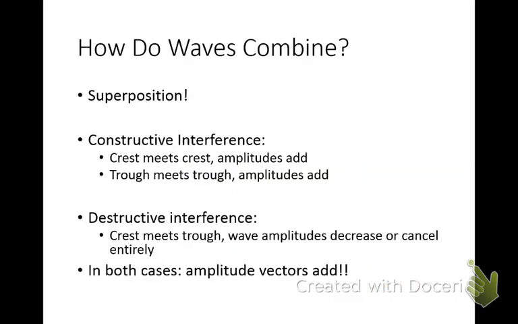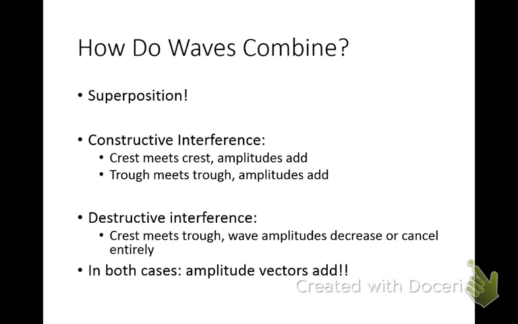You'll need to know as well about superposition. Superposition is just 2 wave pulses combining when they meet each other. You can get 2 different types. Constructive interference, that's where a crest meets a crest. Or if the trough meets the trough, amplitudes add together, you get megatrough. Then you've got destructive interference. This is where a crest will meet a trough. The amplitudes will actually decrease, or in some cases they'll cancel entirely. Either way, if you look at the amplitude vectors, they'll just add together.